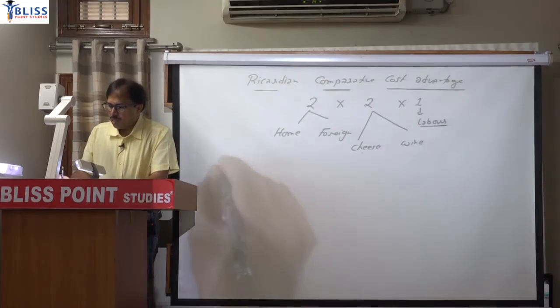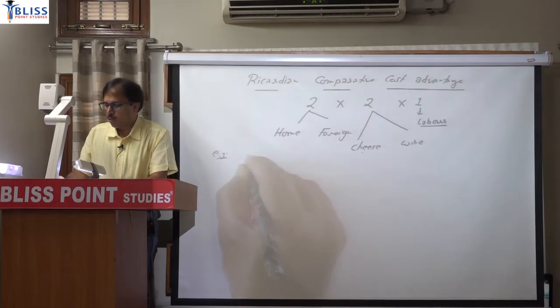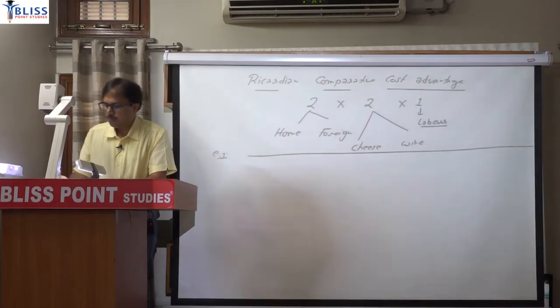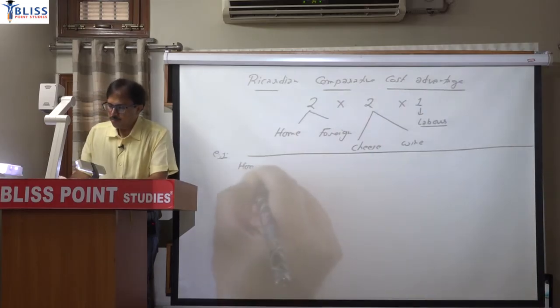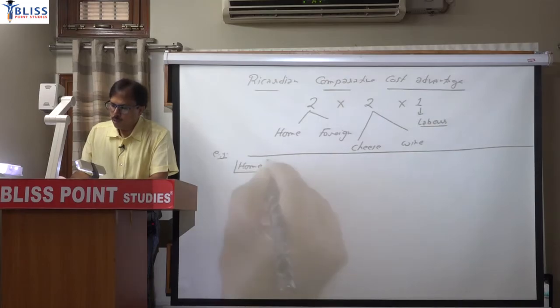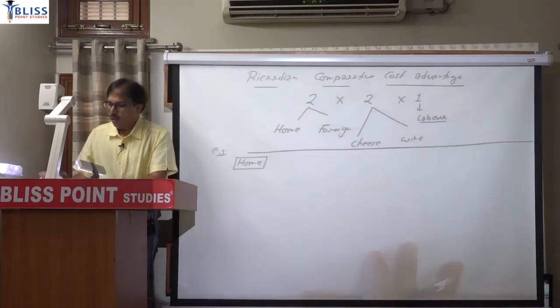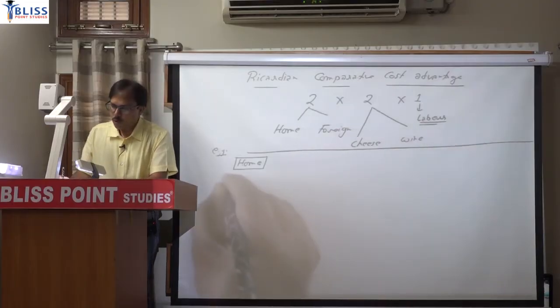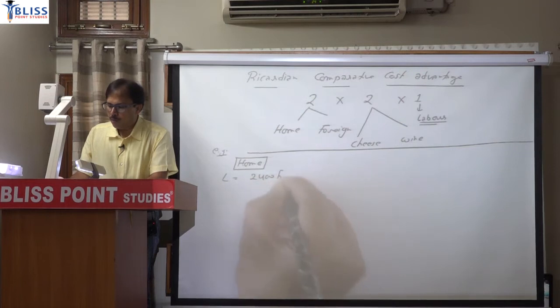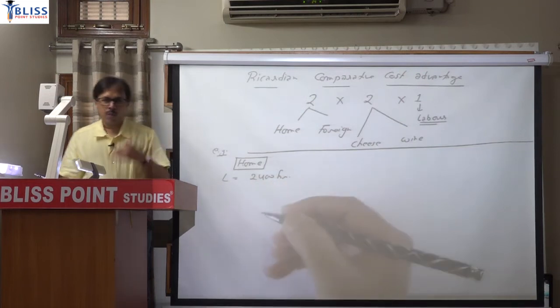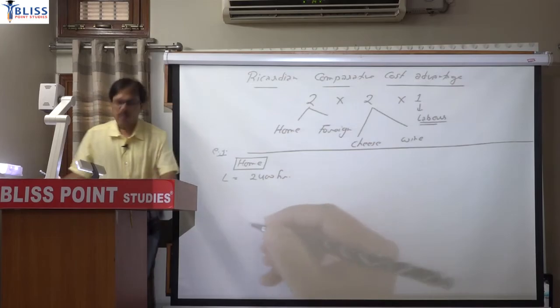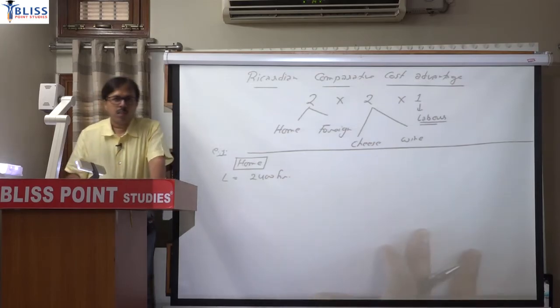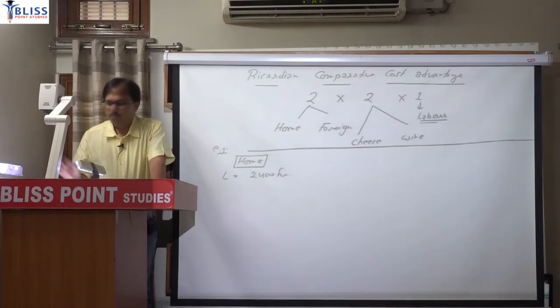Now consider this example first. Trade will come later on. First think about a home country. So I am referring to only home country right now. Home country has labor as the only factor of production. Suppose home country has 2400 hours of labor. So labor is not in terms of 1%, 2%, but in terms of hours. Labor is measured in hours here, 2400 hours.